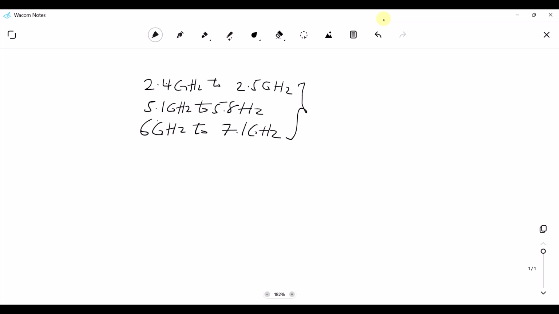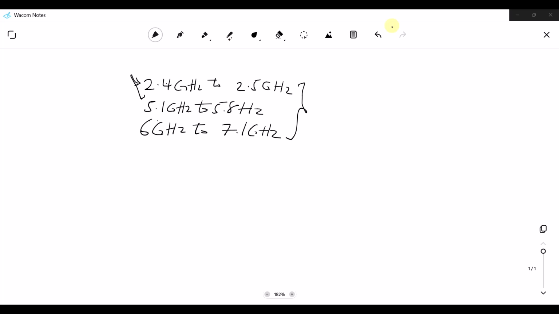So all devices that work in the Wi-Fi domain, some can work in this region, others can work in both regions, and others can work in all 3 regions. Or some can only have the 2.4 to 2.5, and the new devices have both of them or all 3 of them. So this is the frequency range of Wi-Fi.